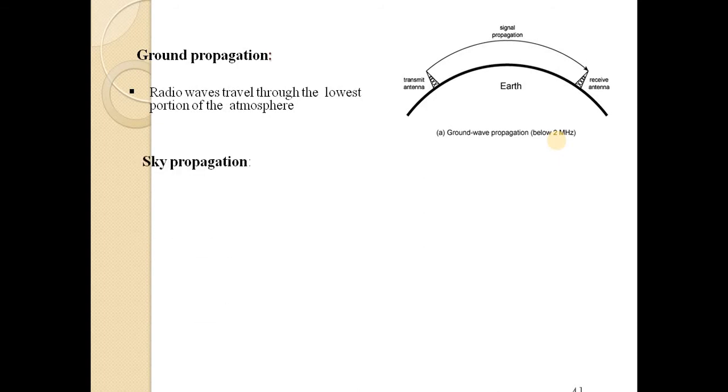Next point is sky propagation. Sky propagation means the electromagnetic waves emitted by the transmitting antenna are received after being reflected from the ionosphere. Waves with frequency ranging from 2 megahertz to 30 megahertz can be propagated by this method. An example of sky propagation is the CB radio, meaning citizens band radio.